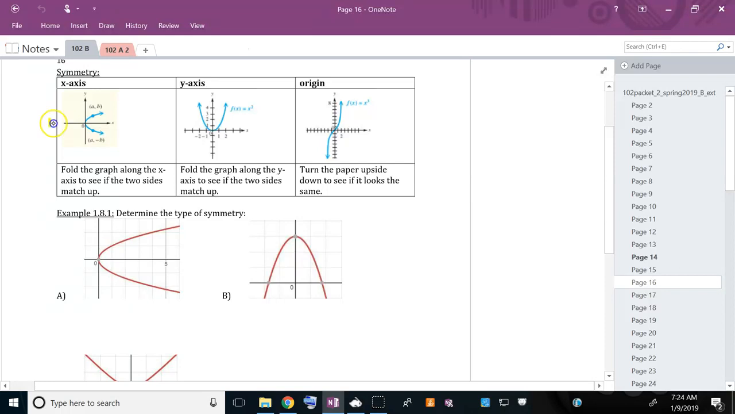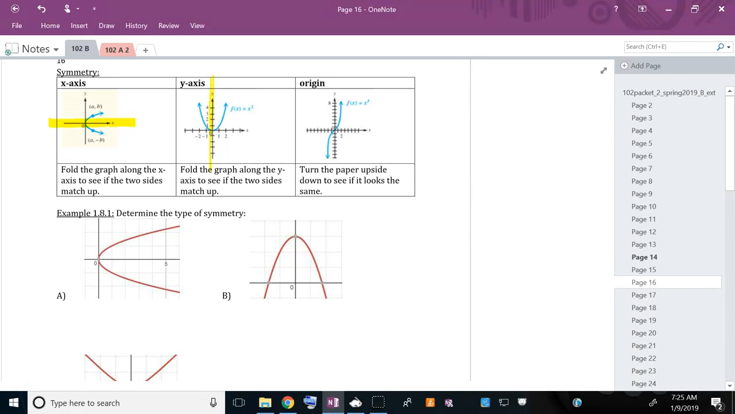So, if you can fold along the x-axis and the two sides overlap, we say it has x-axis symmetry. If you can fold along the y-axis and the two sides match up, it has y-axis symmetry. Now, origin's a little bit different.